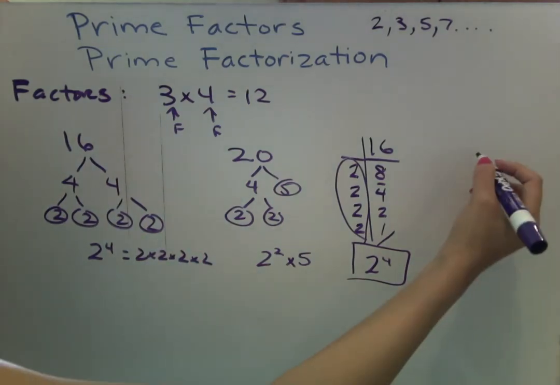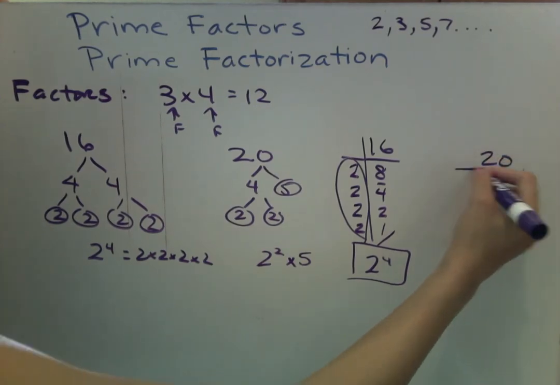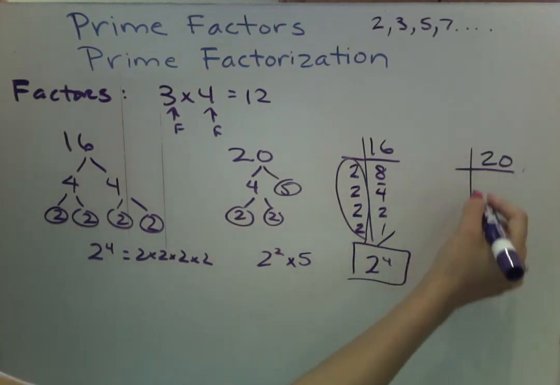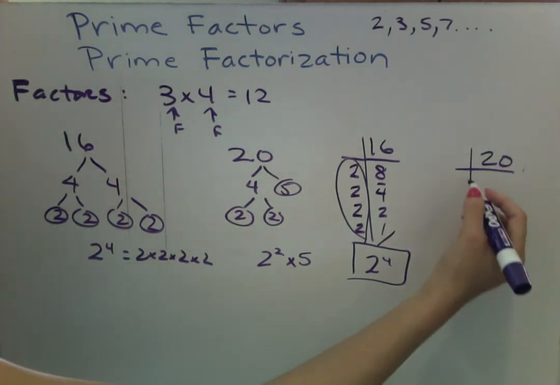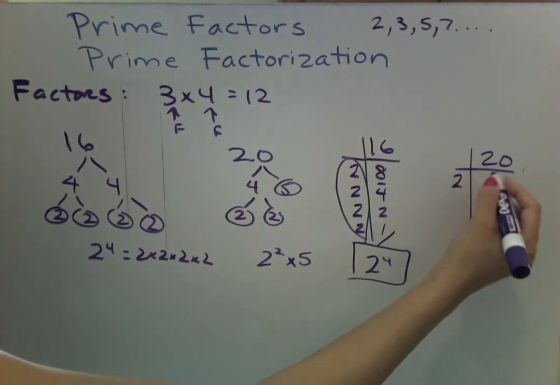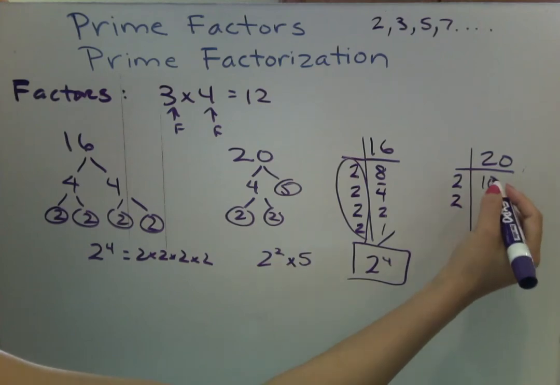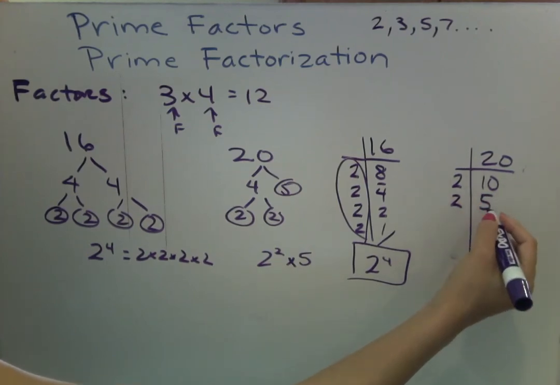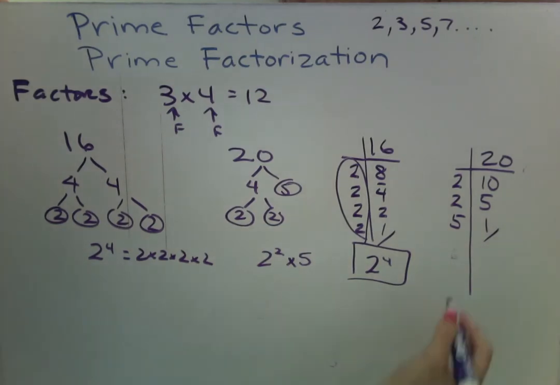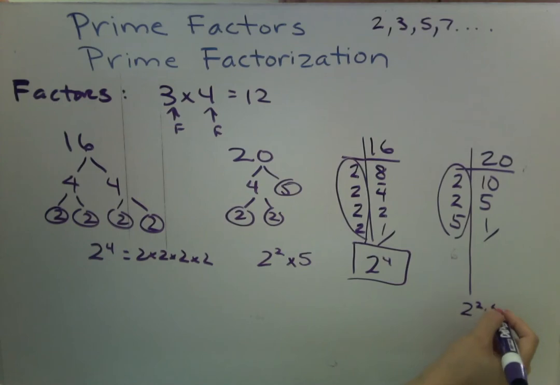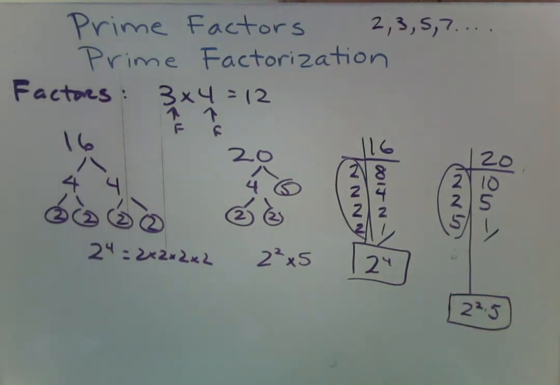Okay? So again, let's practice this for 20. Again, you're going to choose the smallest prime number on the left side. So we're going to choose 2. 2 goes into 20 10 times. 2 goes into 10 5 times, and 5 goes into 5 1 time. And that's your prime. 2 to the 2nd power times 5 are your prime factors for 20.